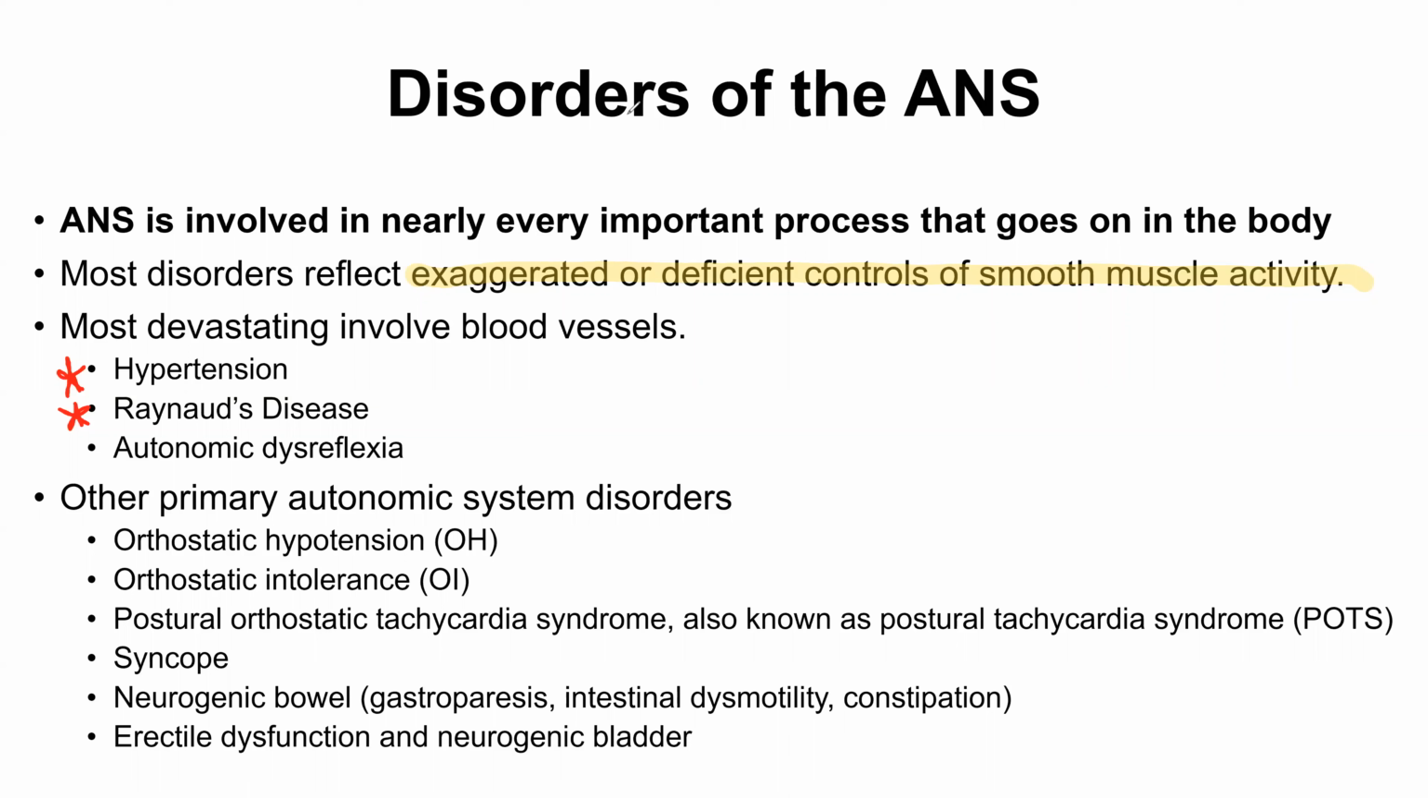So the next condition here is autonomic dysreflexia. Autonomic dysreflexia is when you have the sudden onset of excessively high blood pressure. Okay, so it's not just high blood pressure, it's excessively high blood pressure. And usually this occurs in people that have spinal cord injuries.